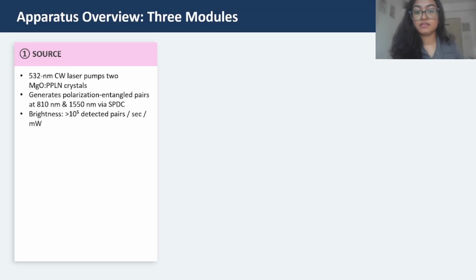Module 1, the source. A 532 nanometer continuous wave laser pumps MgO-PPLN crystals via spontaneous parametric down conversion, or SPDC. This produces highly non-degenerate photon pairs, one photon at 810 nanometer and another at 1550 nanometer. The source is extremely bright, over 10 to the power 5 detected pairs per second per milliwatt of pump power. That's a critical number. It's what allows the system to achieve nanometer resolution in just seconds rather than hours.